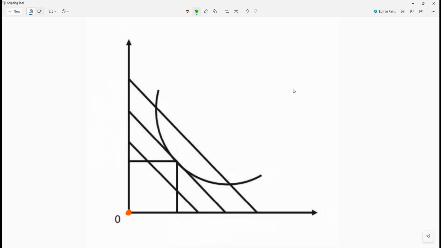I get this question a lot. How do you find the optimal bundle given some budget lines and an indifference curve? So we've got everything mapped out here. Let's just figure out what it means.